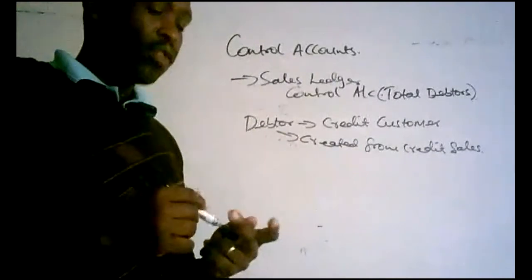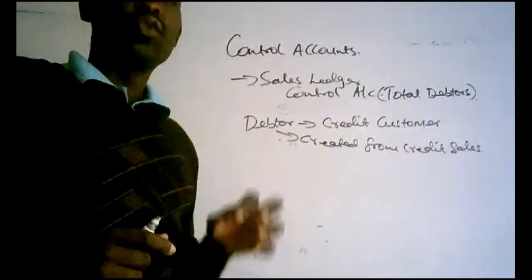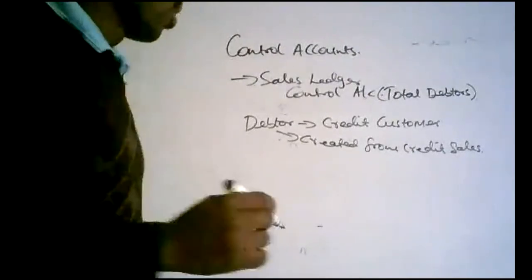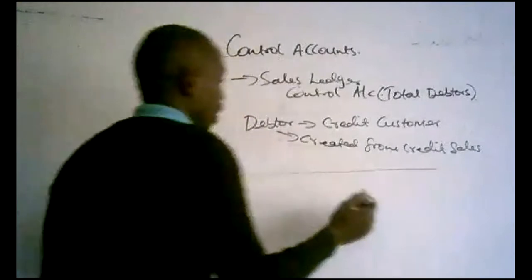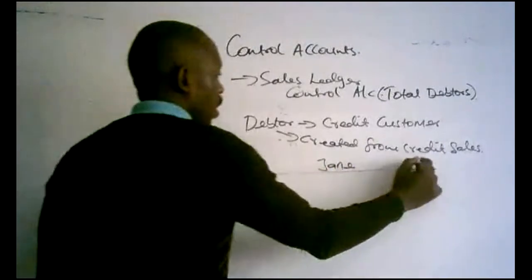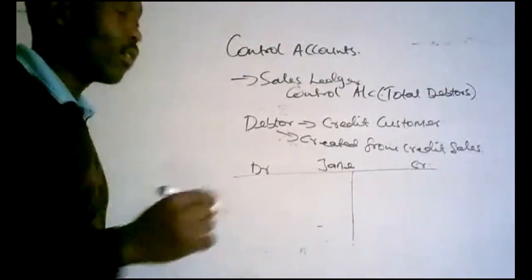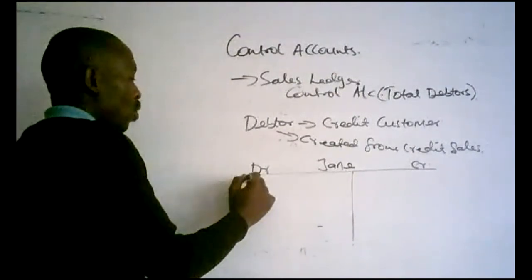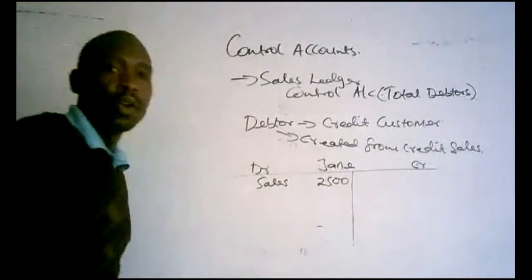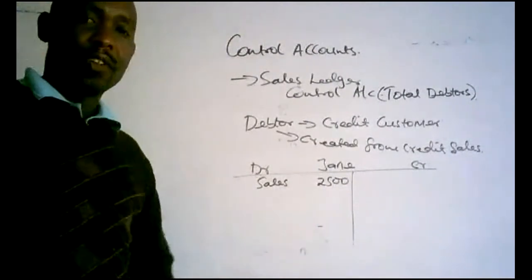So a debtor is going to appear in our business accounts simply because we sold goods on credit to him or her. And what normally happens, when we sell goods to a debtor, we come here and open the debtor's account. Maybe the customer is by the name Jane. We shall have the debit and the credit. Because the debtor has our money as the business, we debit this particular account. We write the date here, we record sales, and maybe Jane bought goods of 2,500, so we are going to debit Jane by 2,500 like that.